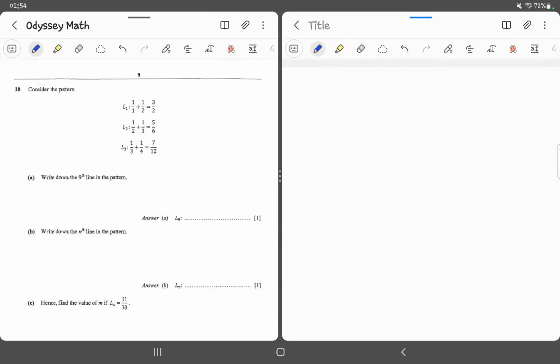Question number 10 is on number pattern. Now for this type of question, you don't have to worry so much. Don't get too afraid for this type of question. What you really need to do is to observe a certain pattern.